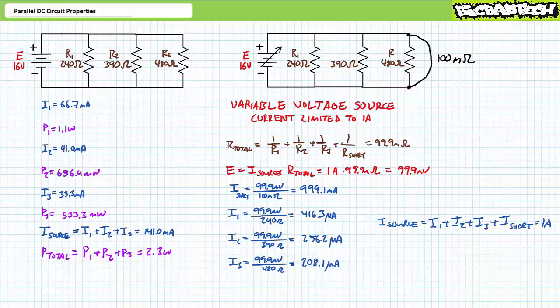In summary, a short circuit inside a parallel circuit wrecks the whole circuit. In this application, a current-limited voltage source actively reduces output voltage such that the current stays below the permitted maximum, in this case 1 amp.